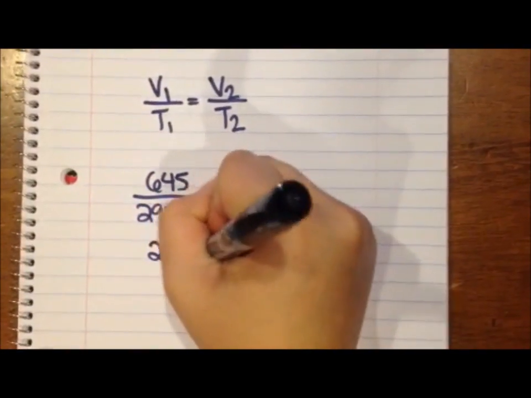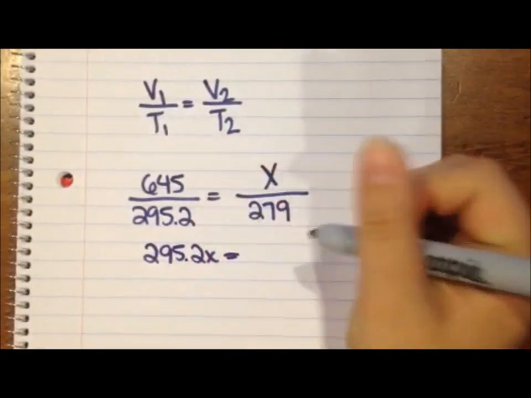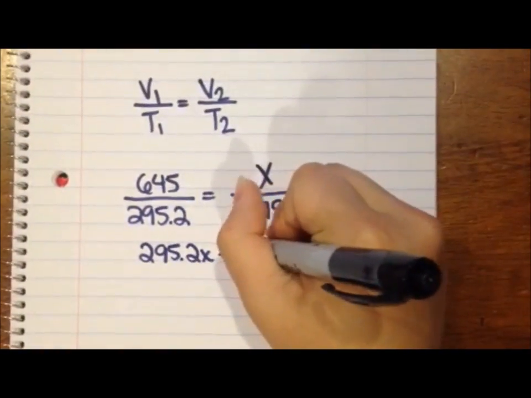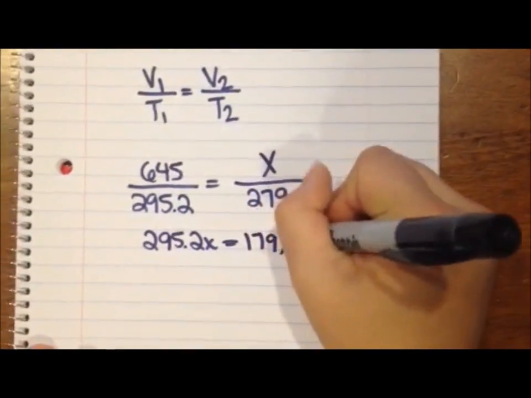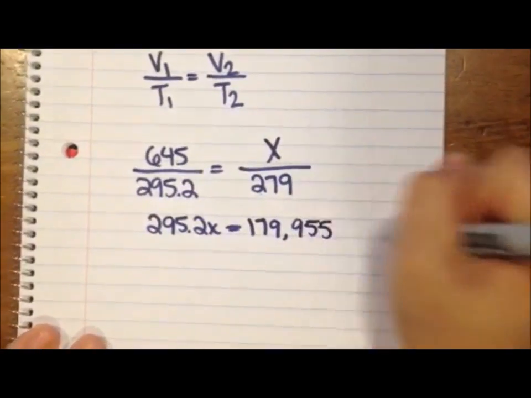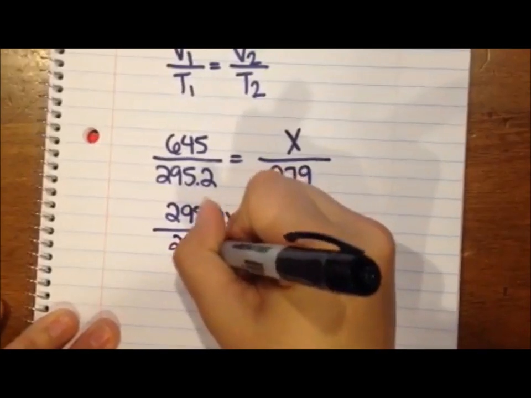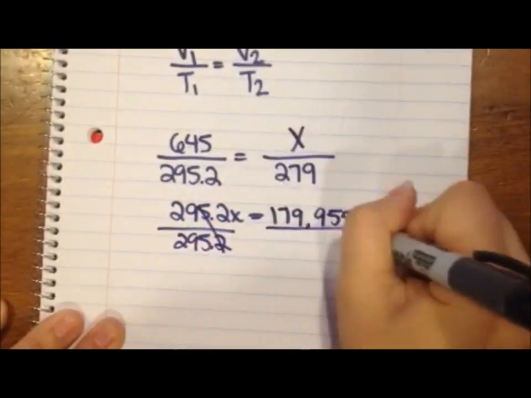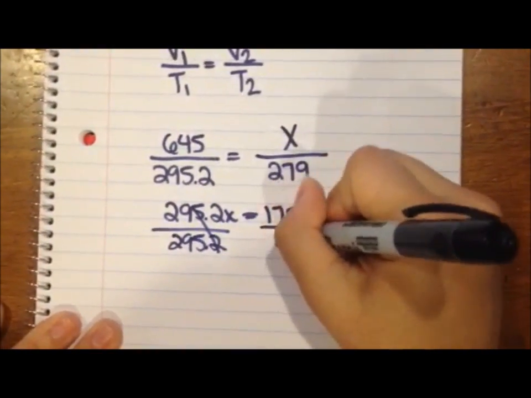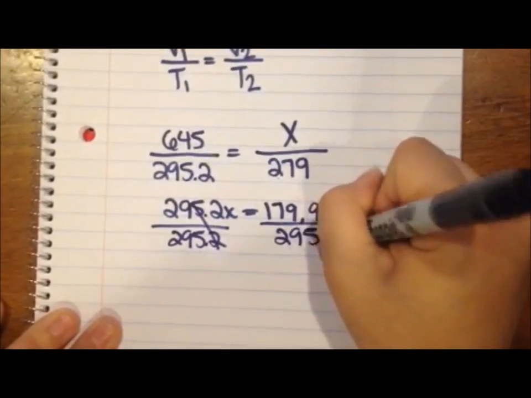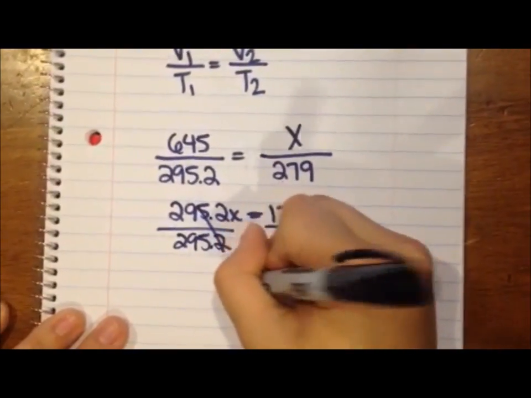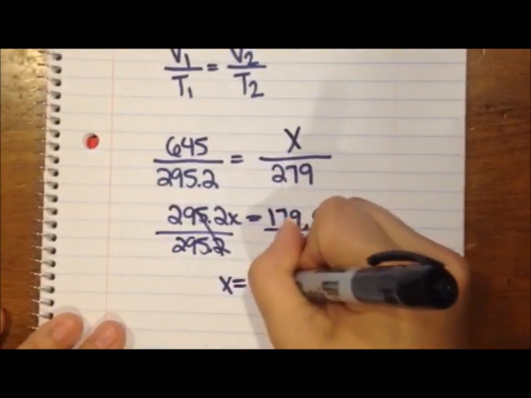We would then cross multiply, and we would get 295.2x is equal to 179,955. Then we would divide both sides by 295.2 to get our x alone. And then we would get x as 609.6.